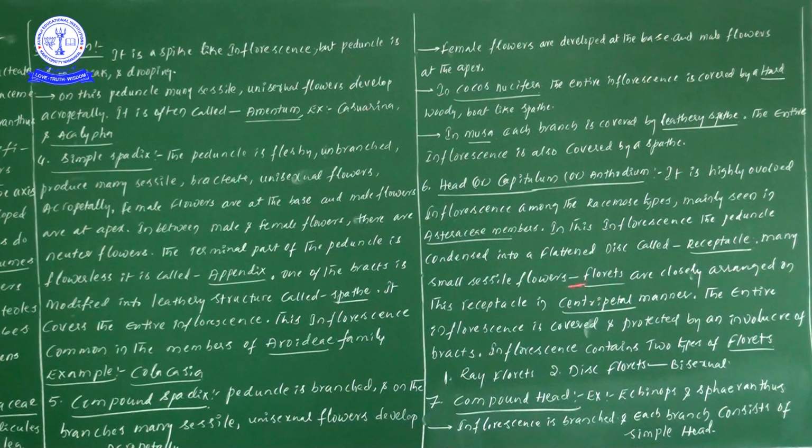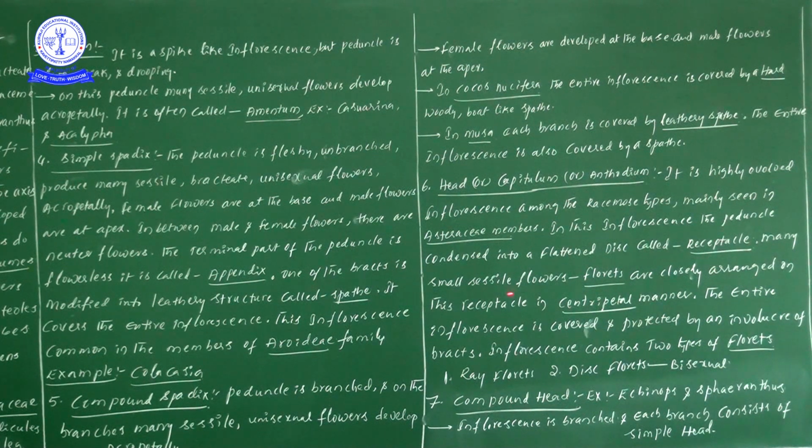So very closely arranged florets are arranged in a centripetal manner. The entire inflorescence is covered and protected by an involucre of bracts. So here what is the information? The peduncle, if you see there, is a condensed peduncle that consists of so many florets. That particular condensed peduncle only we will be considering as the receptacle.